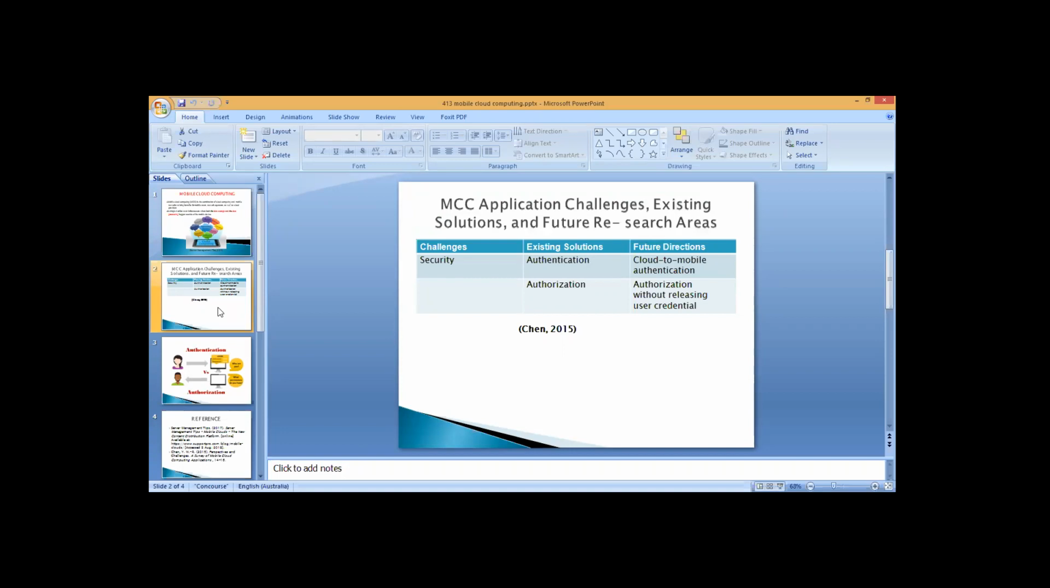And with that full authentication, we will be able to make the sharing and getting the applications from online at a better perspective. Secondly, let's look at authorization. If we look at authorization, this is where applications get access to data that is authorized. We have authorization, but I think further research should be done there as well, because we want authorization to be given without releasing the user credential.